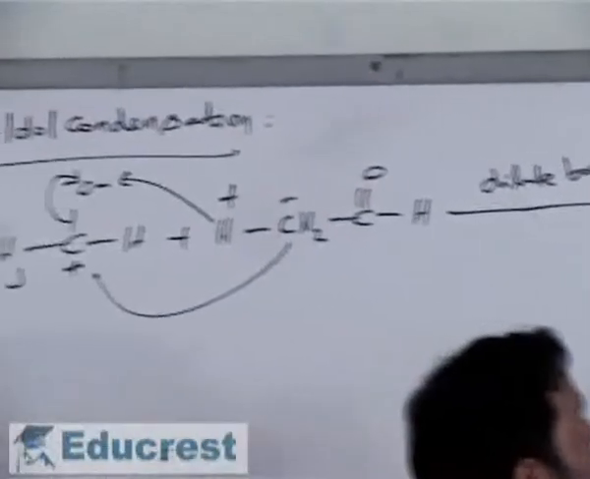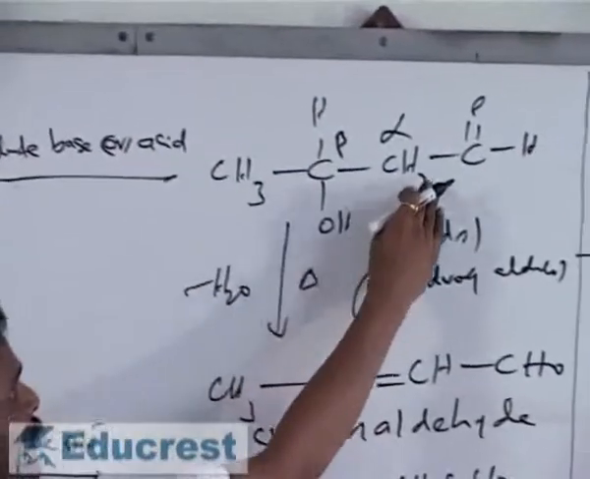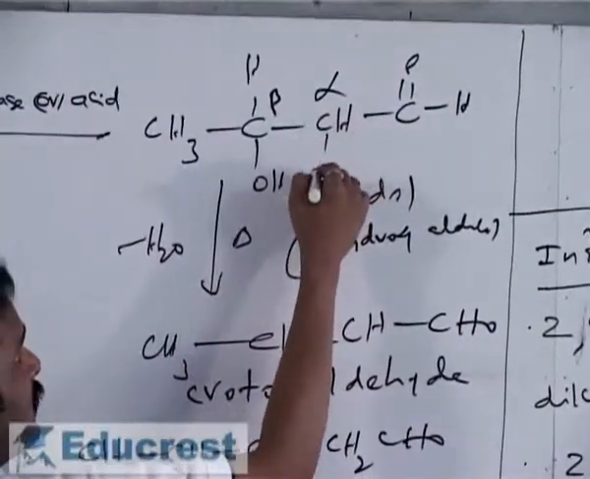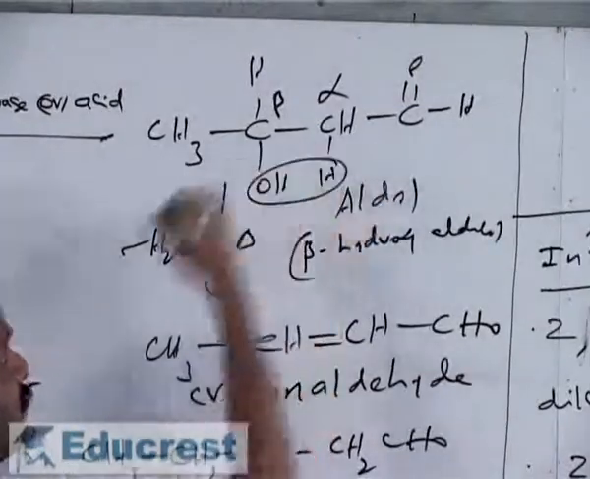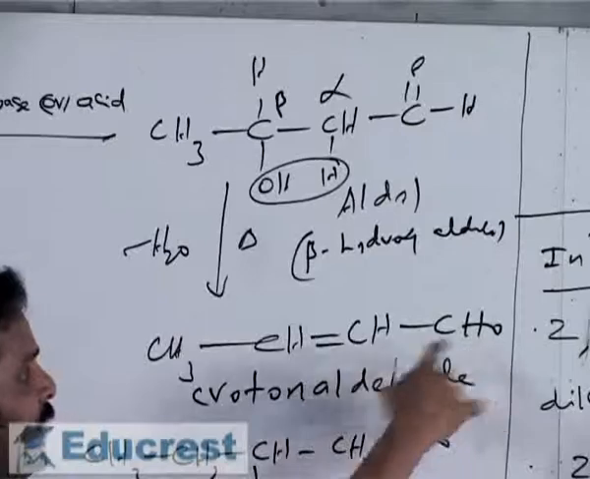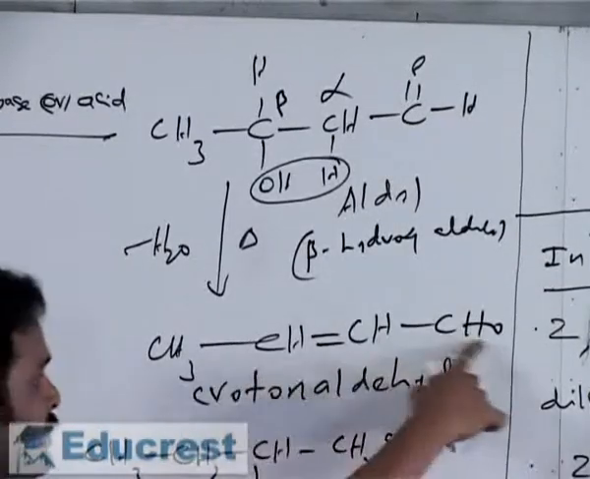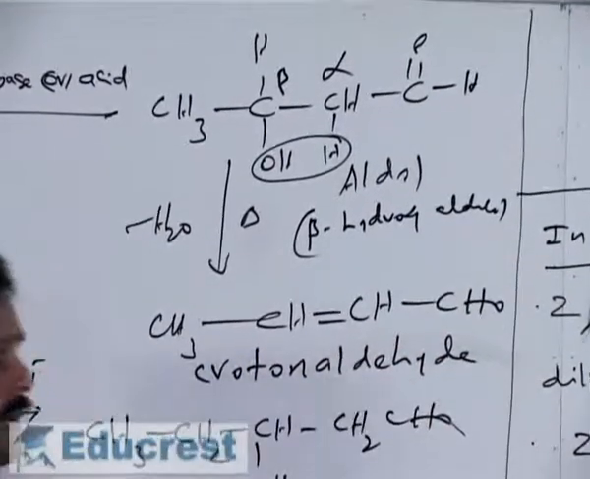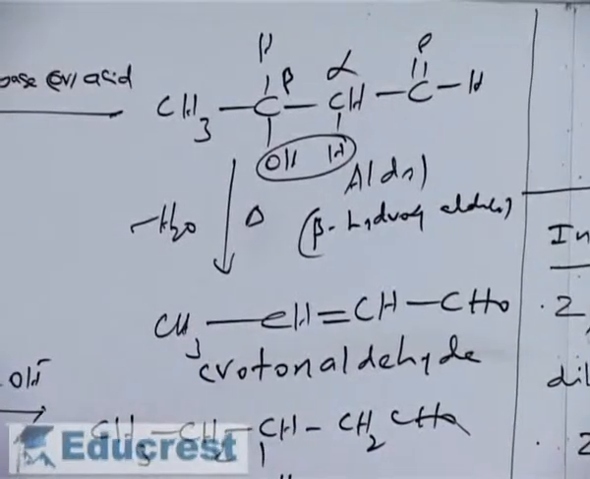Now this aldol on heating loses water molecule like this, and between these two you will get the double bond. Now this is unsaturated aldehyde, that is known as crotonaldehyde. This reaction is aldol condensation.